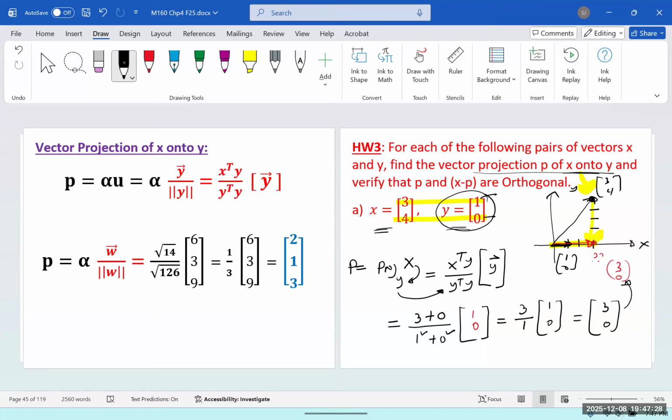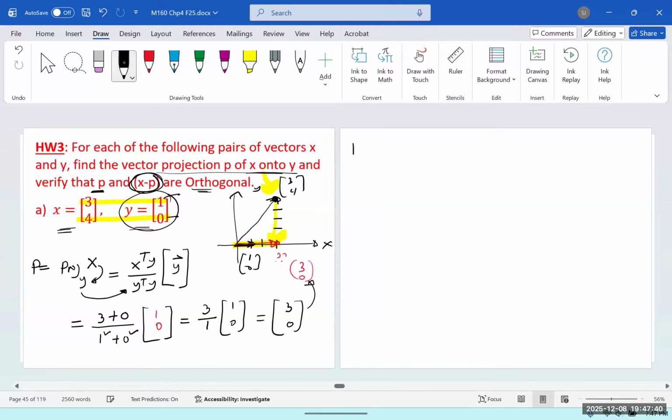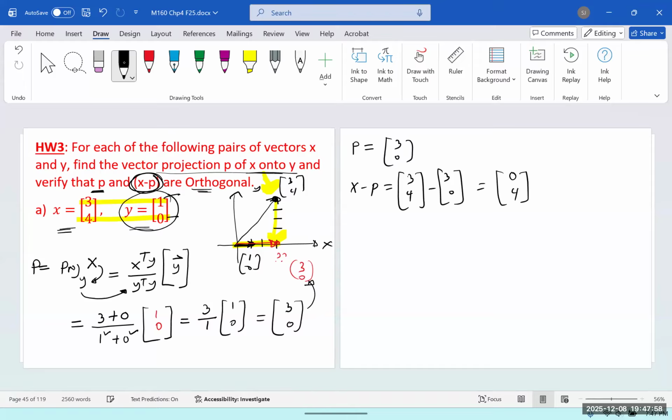Now, they want us to do something extra. They want us to show that P, the projection vector, and x minus P are orthogonal. So we found P is 3, 0. So x minus P is 3, 4 minus 3, 0. 3 minus 3 is 0. 4 minus 0 is 4. So you want to see whether P and x minus P are orthogonal or not. So x minus P is actually this one. The vector length from here to here is called x minus P.